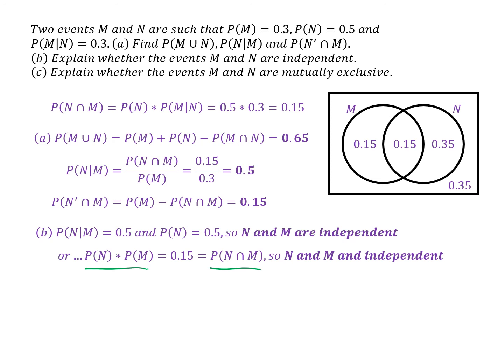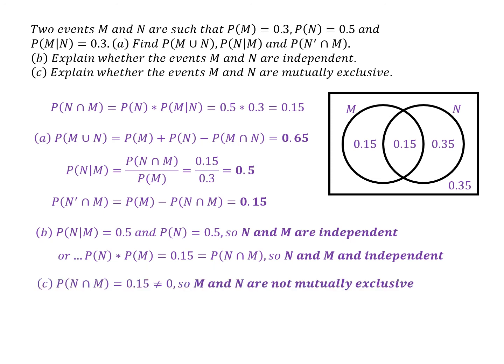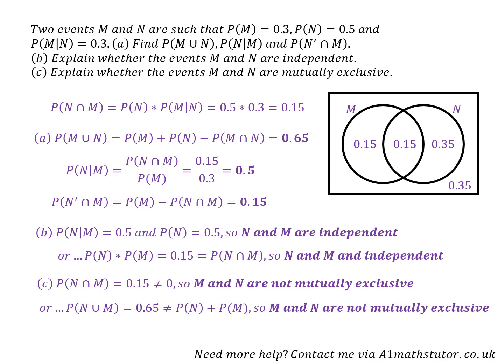Then part C, we need to show whether they are mutually exclusive or not, and there are two ways of doing that. First one is to state that the probability of N and M is not equal to 0. So this bit here is not equal to 0, and therefore they can happen at the same time, and so they're not mutually exclusive. Another way of doing it is to compare the probability of N or M with the probability of N plus the probability of M. And since they're not the same, that's another way of showing that they're not mutually exclusive. Okay.